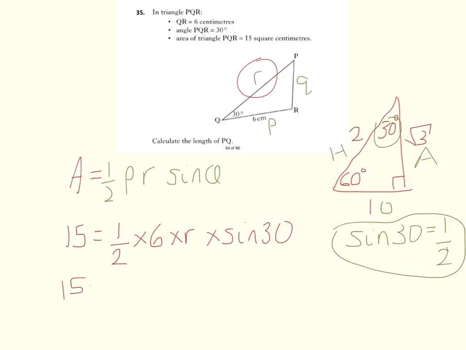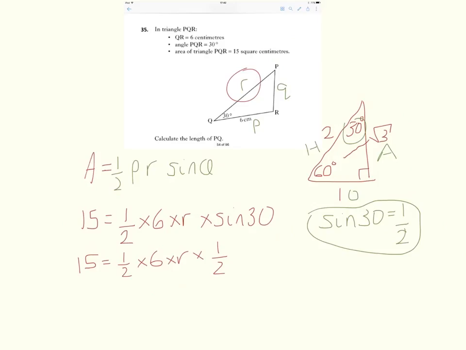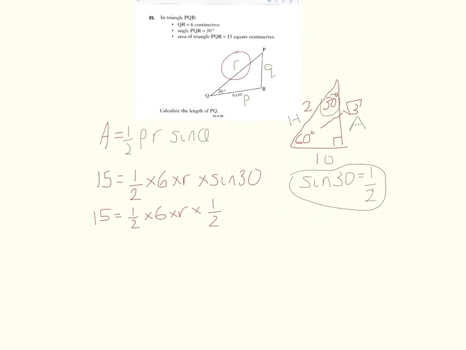So 15 equals a half times 6 times r times 1/2. Please note, this would just be a method to do if it was non-calculator. If it was calculator, by all means, you could just type in sine 30 into your calculator and get 0.5. Okay, I'm just going to minimise this to give me some more space.